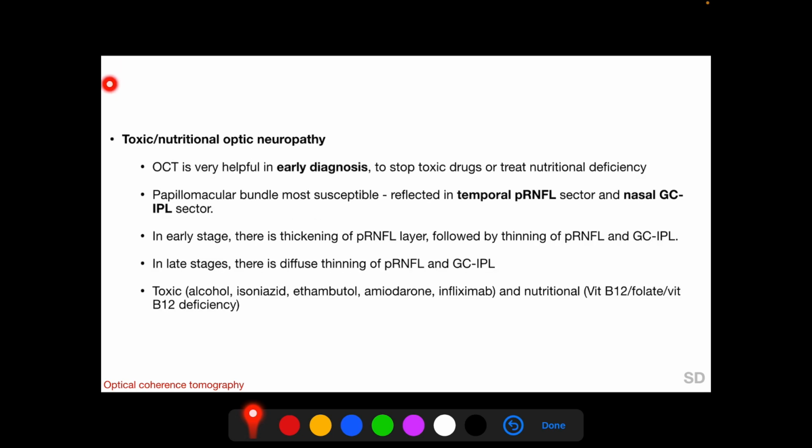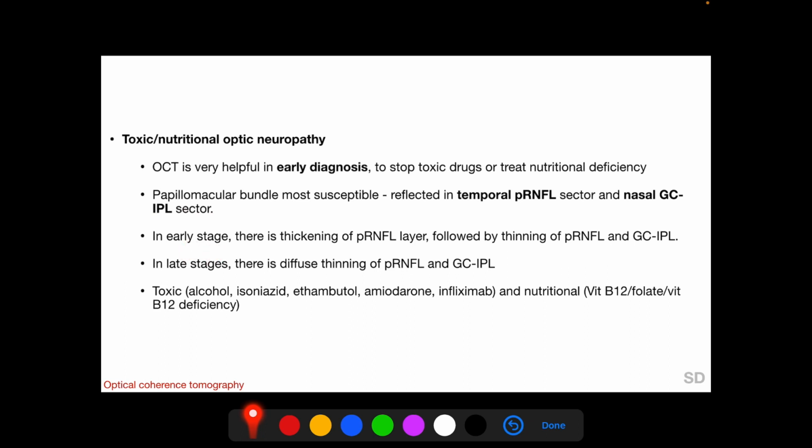In toxic or nutritional deficiency optic neuropathy, OCT is very helpful in early diagnosis and may help us to determine whether we need to stop the toxic drug or treat a nutritional deficiency. So this is an important application of OCT in neuro-ophthalmology. Papillomacular bundle is the most susceptible, like hereditary optic neuropathies, and this is reflected in the temporal PRNFL sector and nasal GCIPL sector, which we have already discussed.